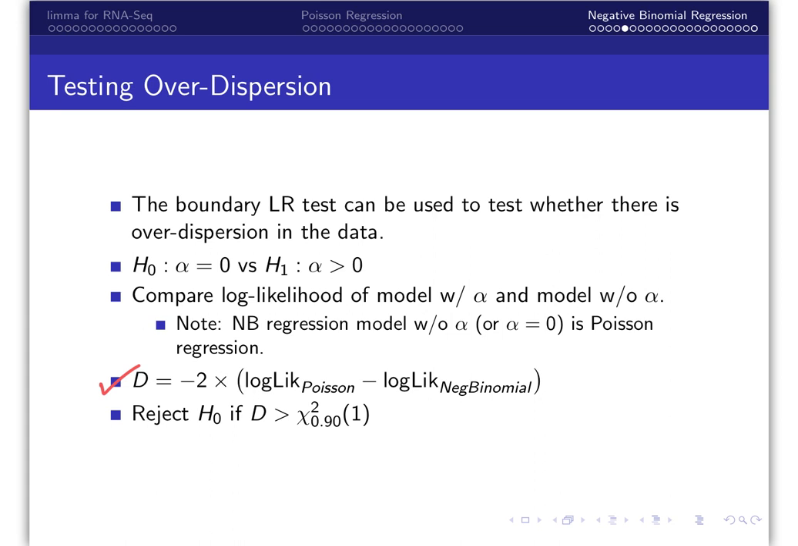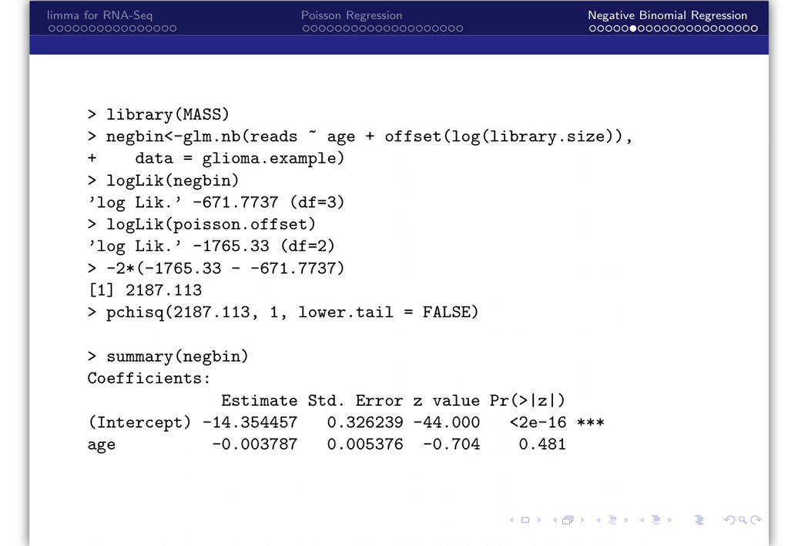The p-value is 1/2 of the probability that a chi-square value with 1 degree of freedom is greater than the observed test statistic. So instead of comparing to a chi-square distribution with 1 degree of freedom at the 0.95 level, we use chi-square at the 0.90 level because alpha can only be greater than or equal to 0. So our alternative is alpha is greater than 0. The function for fitting a negative binomial model in R is in the MASS package, which should be included in your base installation of R.